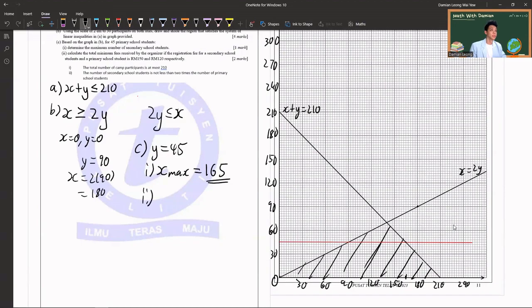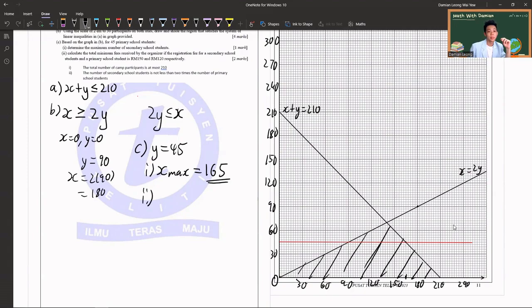As for the second one, the minimum total fees. If 150 for primary student, 150 for secondary student, 120 for primary students. So the more secondary students there are, it should be more expensive.